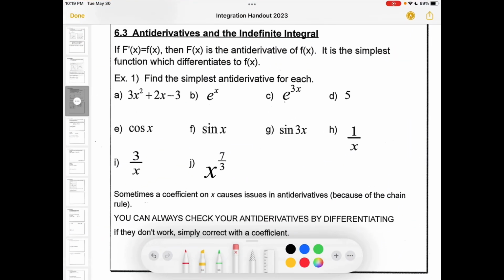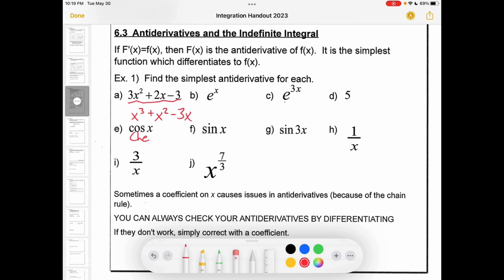Hi folks, today we're looking a little more at antiderivatives and the indefinite integral. So last class we asked ourselves, where did functions like this come from? Like we know how to differentiate 3x squared plus 2x minus 3, but what differentiates to 3x squared plus 2x minus 3? And after a little messing around we said, oh, the power must go up by 1, so maybe it'll be x squared plus x cubed minus 3x.